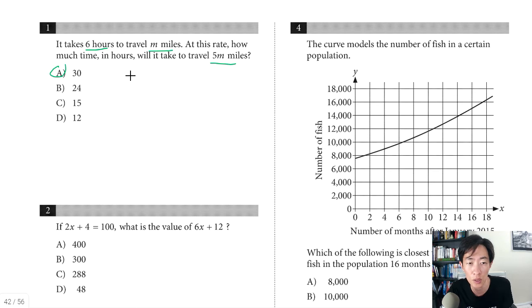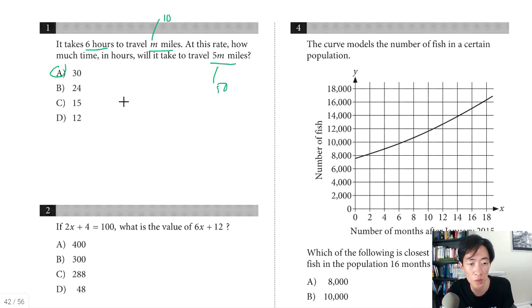If that wasn't intuitive to you, because on questions like these where they use letters instead of numbers, they're trying to trick you, just plug in any number that works. It takes 6 hours to travel 10 miles, for example. Therefore, how long will it take to travel 5 times 10, which is 50 miles? Obviously, we're multiplying by 5 to go from 10 to 50, and then we have to do that.